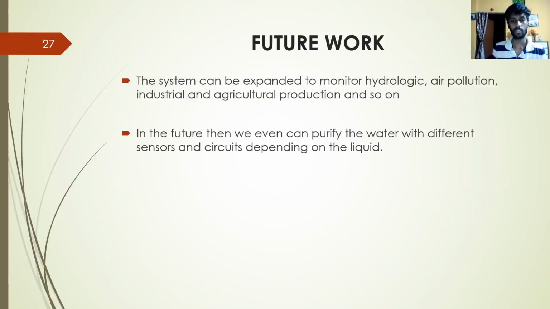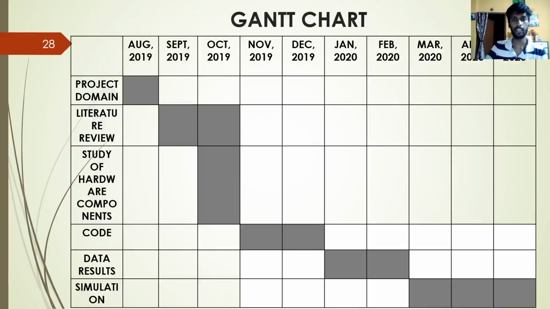So in the future of this project, we can also purify the water if we take a sensor that has the ability to purify the water, then we can take it to a whole new level. So this is the Gantt chart that we have made, we have worked on this the whole year.